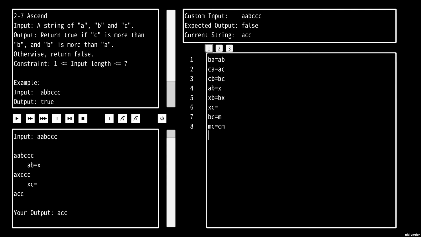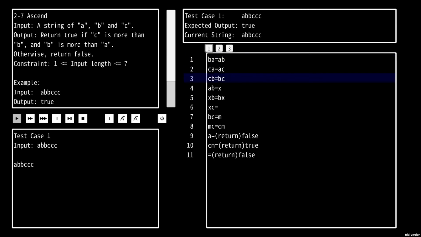If I have an A after all of this, that's immediately returned false, right? If I have a CM by the end of this, that's going to return true. Otherwise, it's return false. Right?